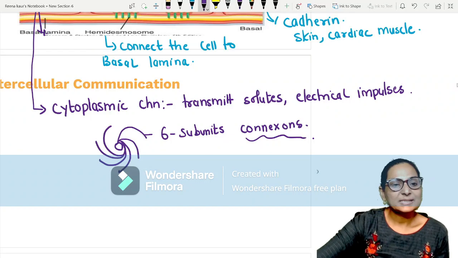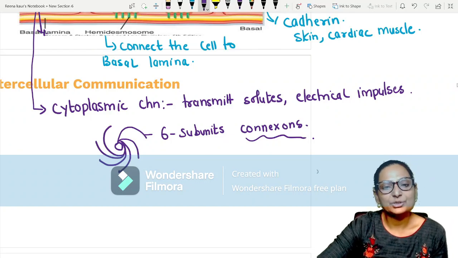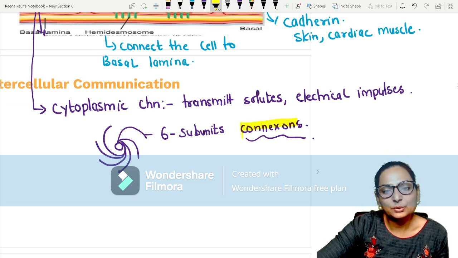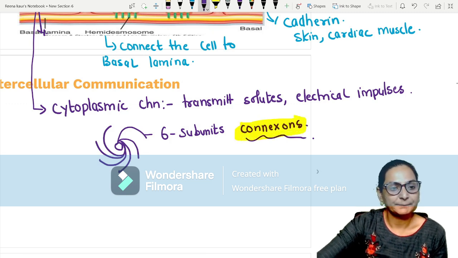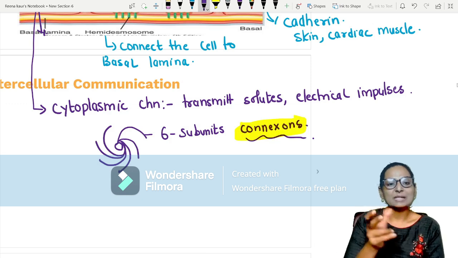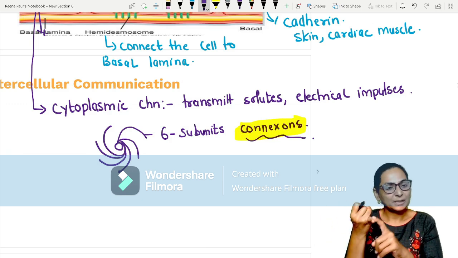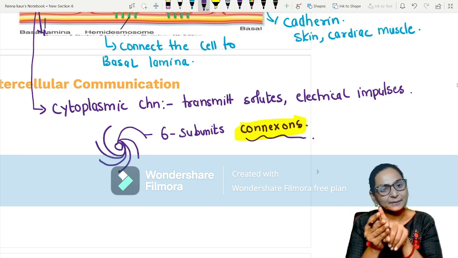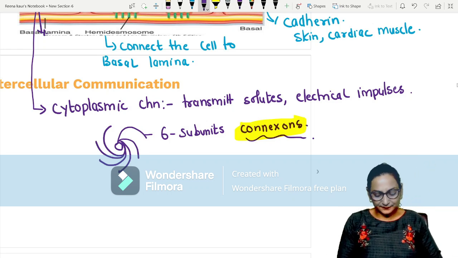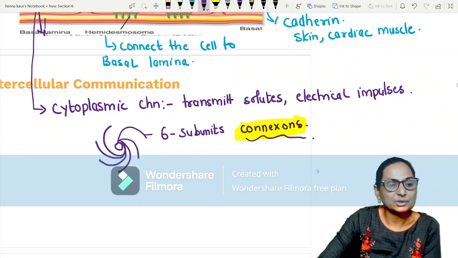Okay, so cytoplasmic channels which transmit solutes, electrical impulses, 6 subunits which are called connexons. So if you hear the word connexons, remember that is related to our gap junctions. Okay, so this is intercellular junction, how the two cells are connected to each other. Zona occludens, macula adherens, hemidesmosomes and connexons. Because if the connection is not good, then it is again pathological.